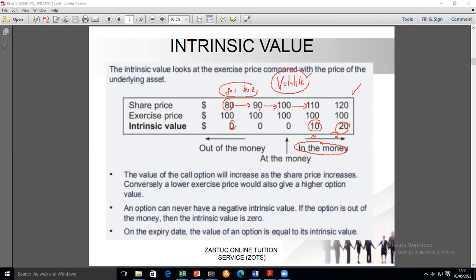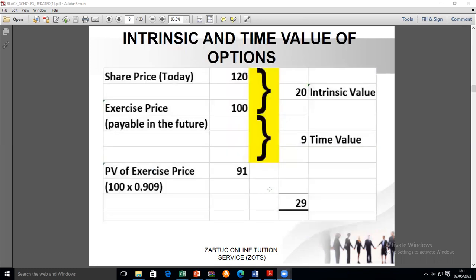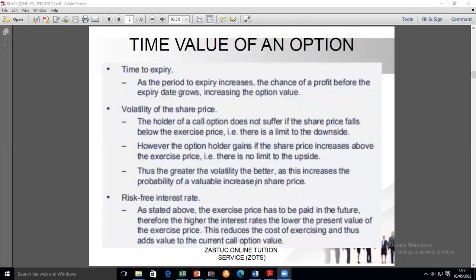So what lesson do you pick from here? Shares which are very volatile are likely to be in the money, leading to this assertion here. The holder of a call option does not suffer if the share price falls below the exercise price. There is a limit to the downside. However, the option holder gains if the share price increases above the exercise price. Thus, the greater the volatility, the better, as this increases the probability of a valuable increase in share price.